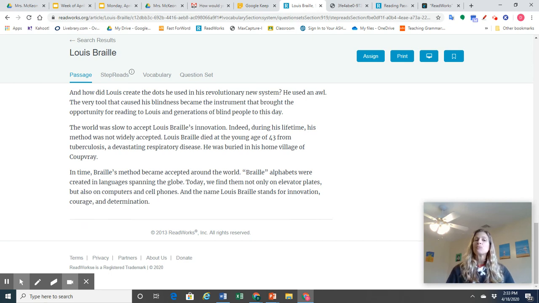In time, Braille's method became accepted around the world. Braille alphabets were created in languages spanning the globe. Today, we find them not only on elevator plates, but also on computers and cell phones. And the name Louis Braille stands for innovation, courage, and determination.